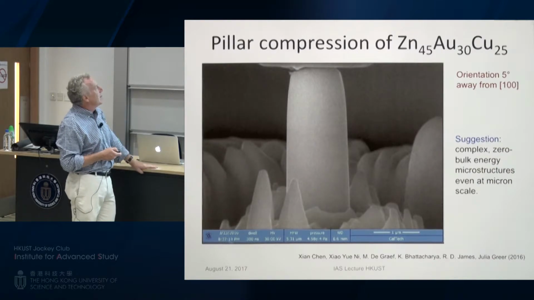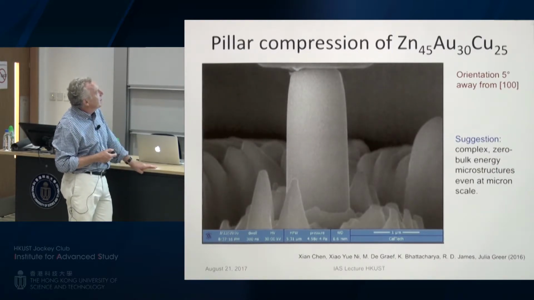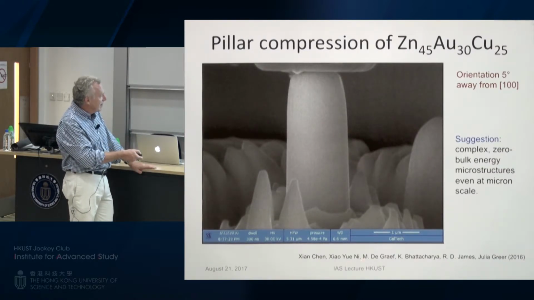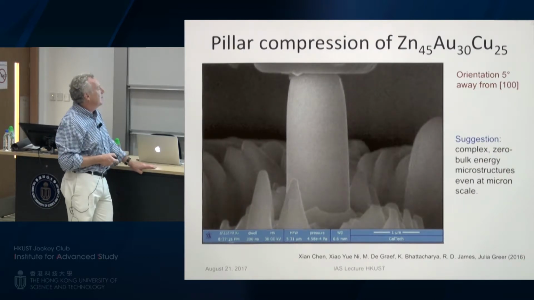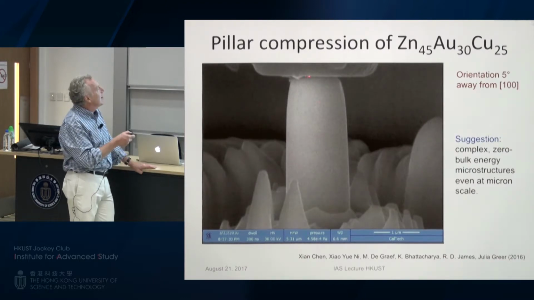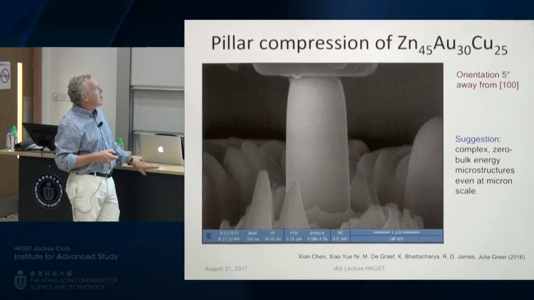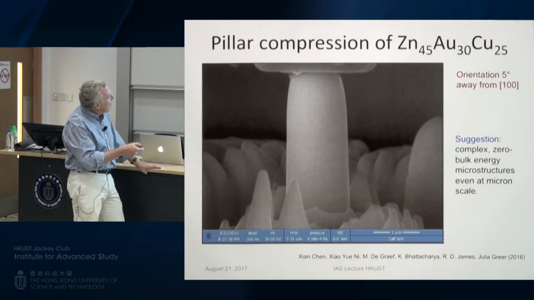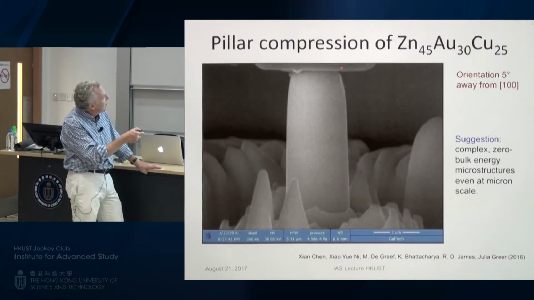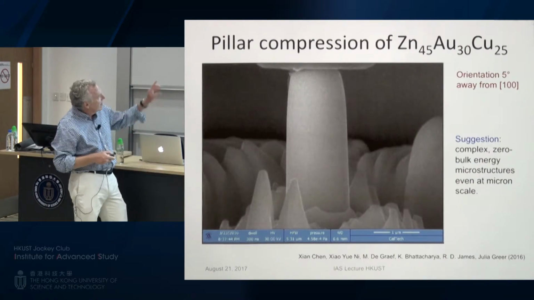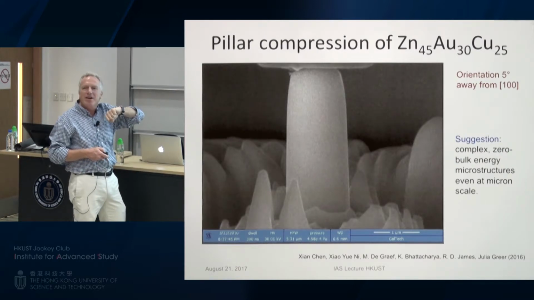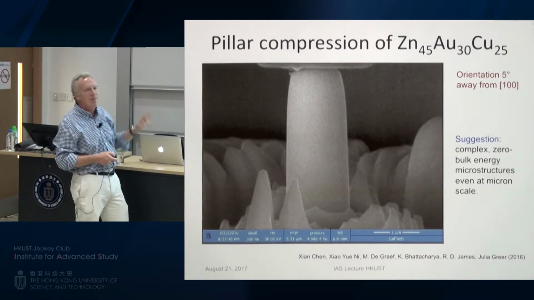Okay, here's another example. This is a pillar experiment. Again, Sherry Chen was doing this experiment with Zhao Ni at Julia Greer's lab. You can see the top is going down. In these types of pillar experiments on transforming materials, very often you would get a very distinct shear band, and it would have sharp corners and so forth. This deforms nearly homogeneously. That's very unusual for transforming materials at micron scale.